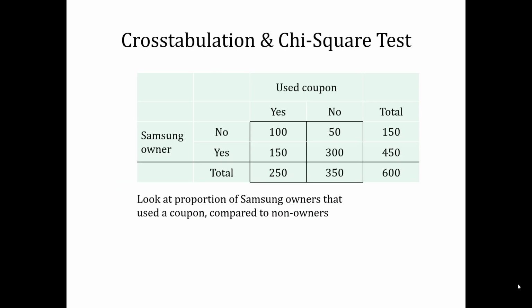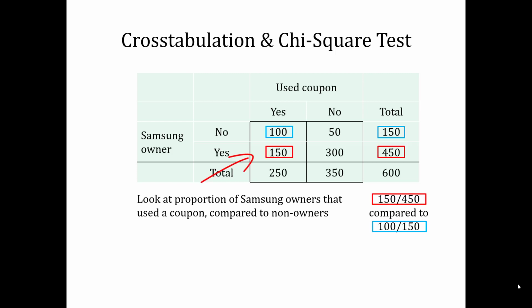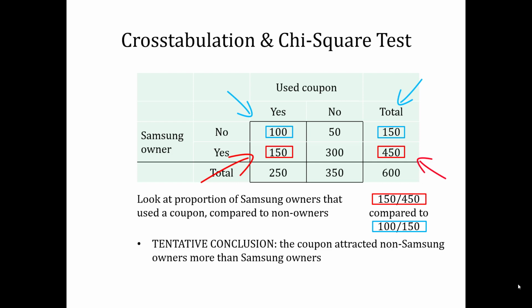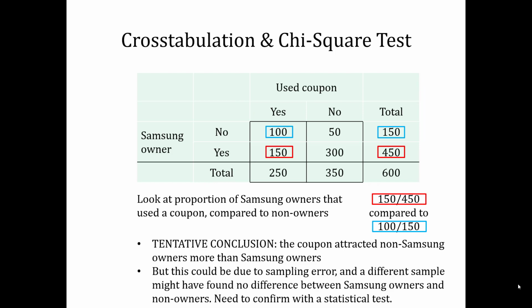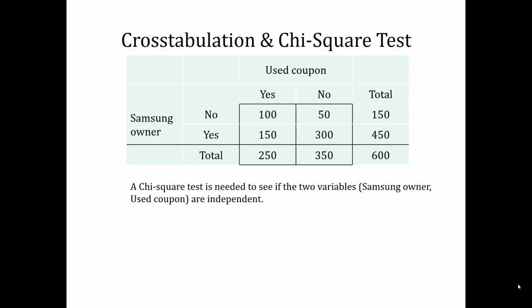To understand what the data mean, we looked at the proportion of Samsung owners that use the coupon compared to non-owners. We found that 150 out of 450 owners used the coupon compared to 100 out of 150 non-owners. So our tentative conclusion at the time was that the coupon attracted non-Samsung owners more than Samsung owners. But this could have been due to sampling error, and a different sample might have found no difference between owners and non-owners. So we need to conduct a statistical test to determine if this result is significant. We will now conduct a chi-square test to determine if we can reject the hypothesis of independence.